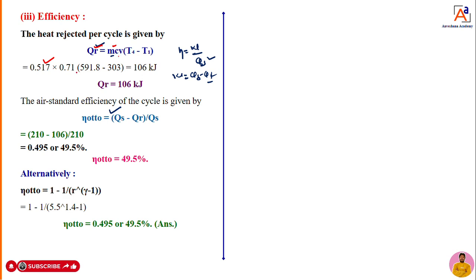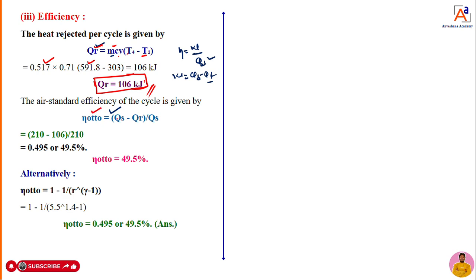Then CV is 0.71, T4 we know already, T1 also is given in the problem. Do simplification, calculate, and then you are going to get QR equal to 106. Now dear students, you know the value of QR and QS. We can easily calculate the efficiency of the Otto cycle.